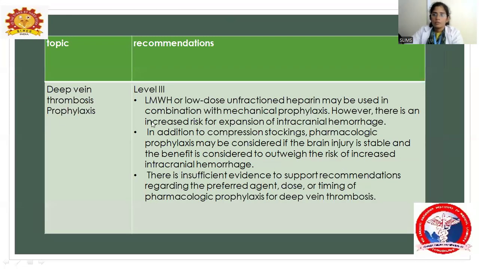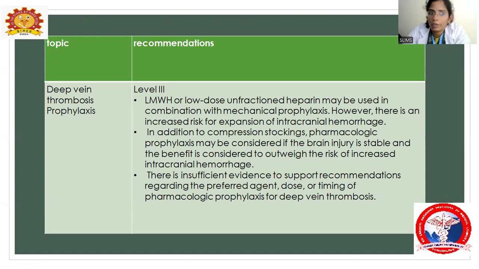So, DVT prophylaxis. These patients are going to be bedridden or non-ambulant for a long period of time, so DVT prophylaxis is highly important. Low molecular weight heparin or low dose unfractionated heparin may be used in combination with mechanical prophylaxis. However, there is an increased risk of expansion of ICH. In addition to compression stockings, pharmacological prophylaxis may be considered if the brain injury is stable and the benefit is considered to outweigh the risk of increased ICH. There is insufficient evidence to support recommendations regarding the preferred agent, dose, and timing of pharmacological prophylaxis for DVT.